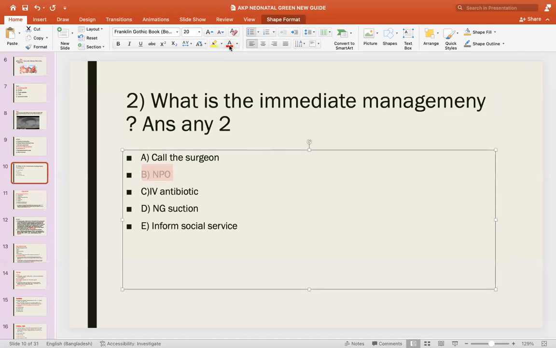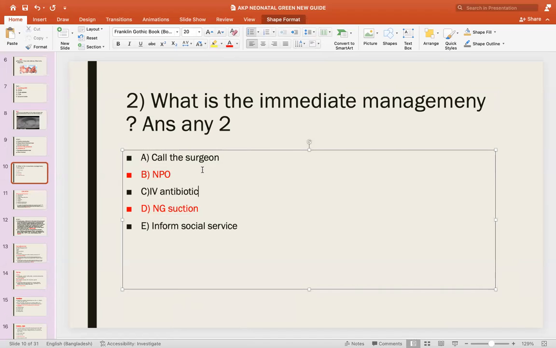Before calling the surgeon, as a medical doctor, you have to make sure you put the baby on NPO and then you put an NG tube. And if there is an option of IV fluid, I'll choose that one, IV fluid. But there is no option, so I choose NPO and NG suction. I did not choose IV antibiotic. I did not choose call the surgeon.